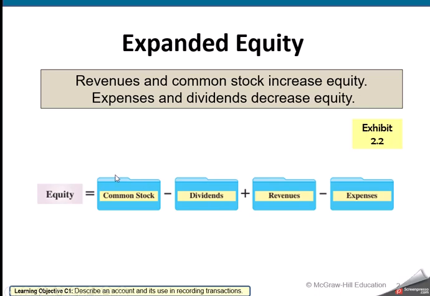So again, this is that expanded equity section. That's the hardest part of the accounting equation, kind of understanding that. But it's our common stock less our dividends plus our revenues minus our expenses. And again, remember, revenues minus expenses is net income.